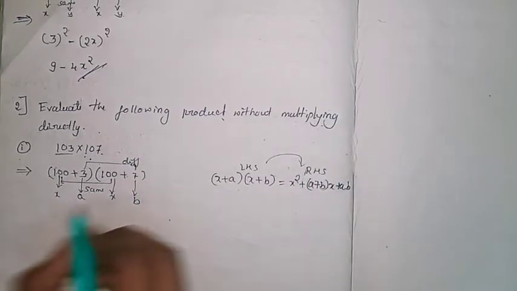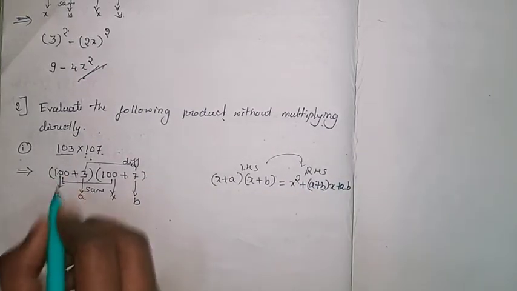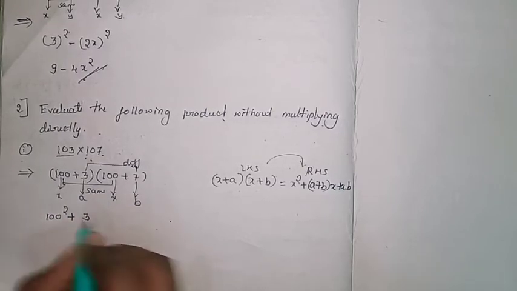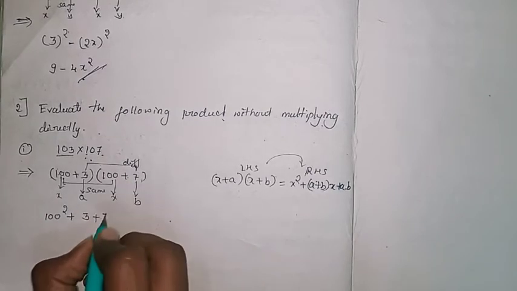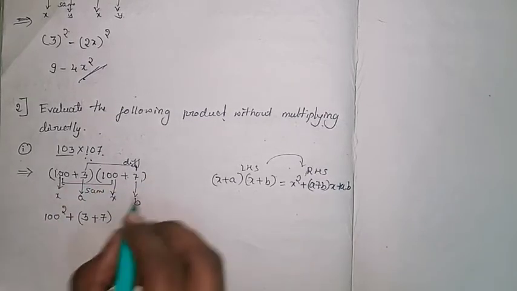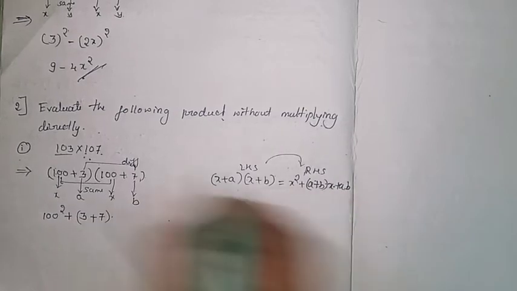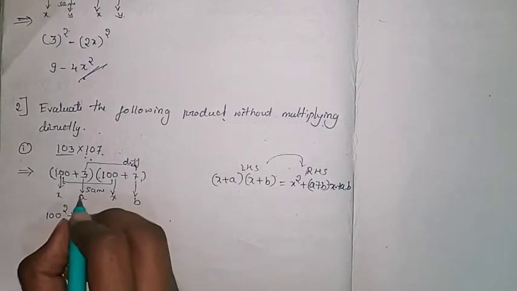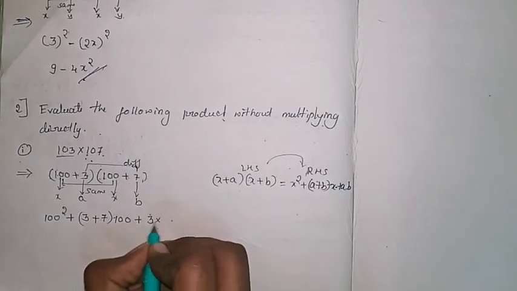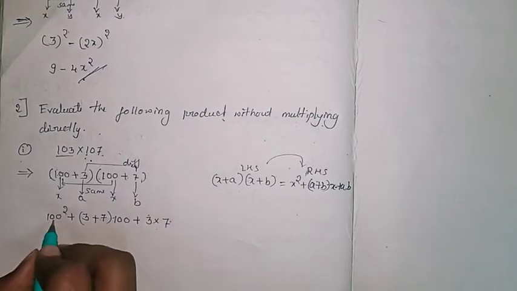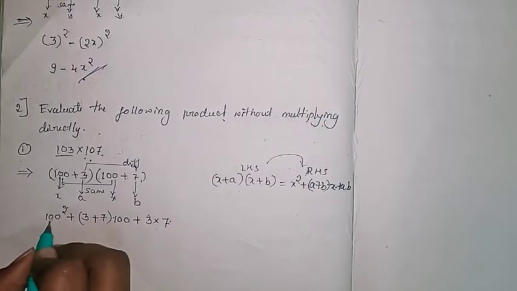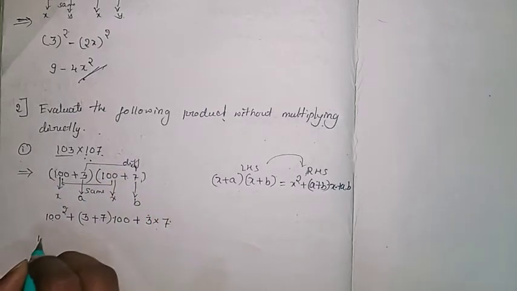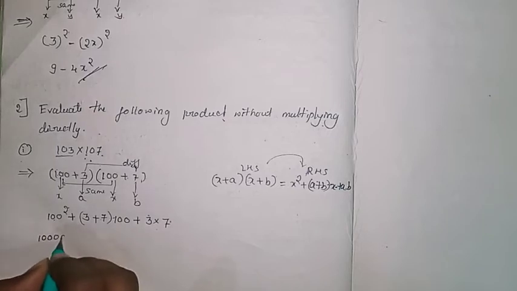So the RHS is x square. What is the x value here? That is 100. 100 square plus (a plus b), that is 3 plus 7. As it is positive, no need to worry. In the bracket, complete, times x, and the x value is 100, plus a into b. The a value is 3 and the b value is 7. Now 100 square: as there are two zeros, when you square it, two more zeros get added. So 1, 2, 3, 4.